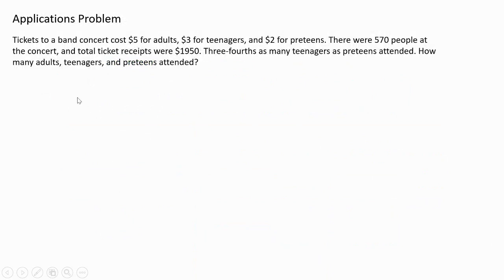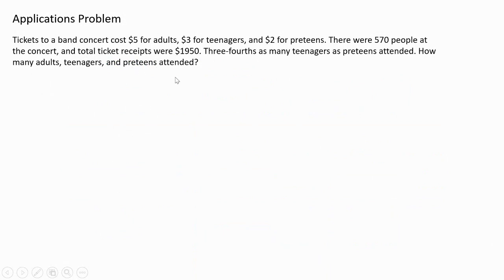Now, how do you apply it in real life? I believe this is my last slide here. Okay, so here we have something like an actual scenario. Tickets to a band concert cost $5 for adults, $3 for teenagers, and $2 for preteens. There were 570 people at the concert. The total ticket receipt was $1,150. 3/4 as many teenagers as preteens attended. How many adults, teenagers, and preteens attended?